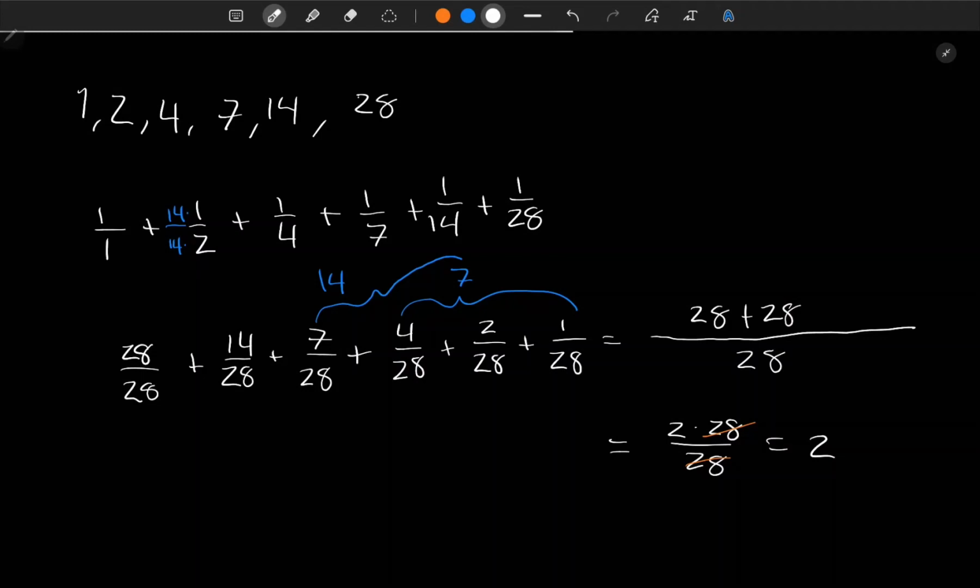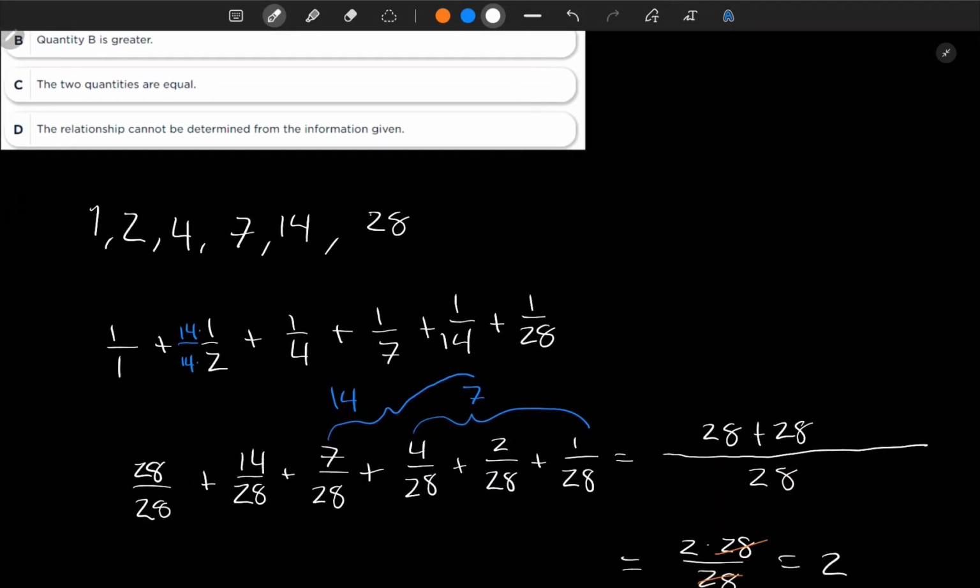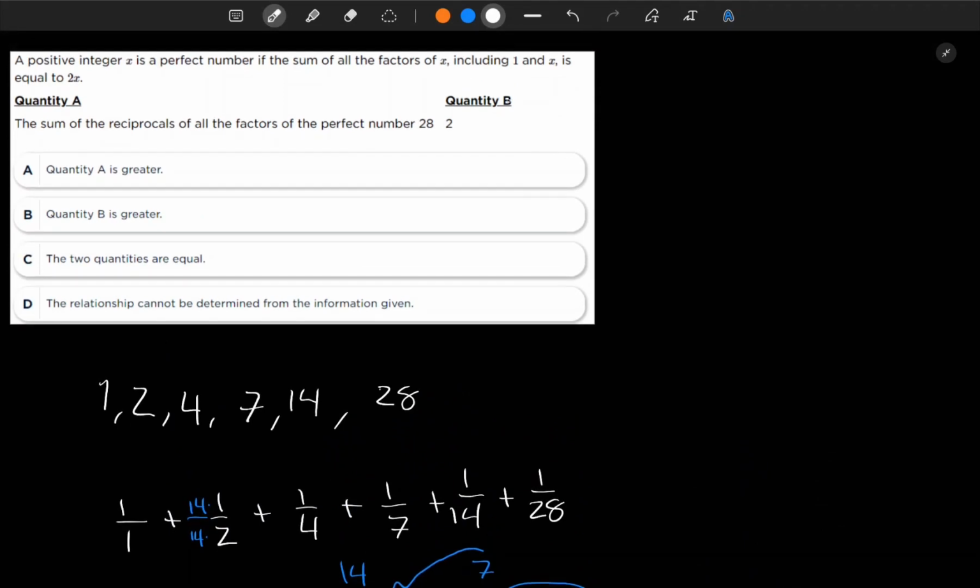So what we find is that the sum of the reciprocals of all the factors of the perfect number 28, or quantity A, is 2. But that's exactly equal to quantity B. So the answer here is C. The two quantities are equal to each other.